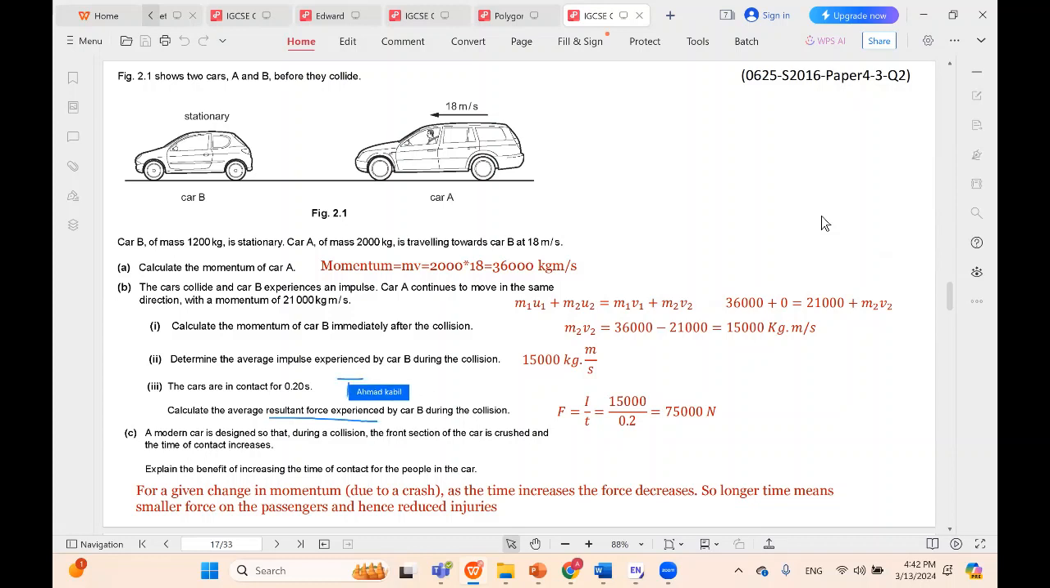Now that we have the impulse, we are required to get the force. We know that impulse is equal to force times time, and we are given the time. So all we have to do is divide the impulse by the time, 15,000 over 0.2, and we get the required force.